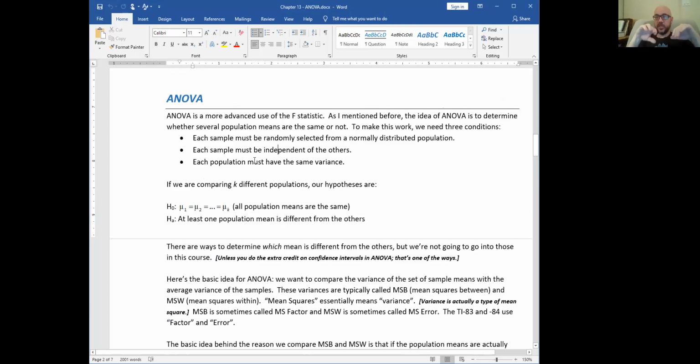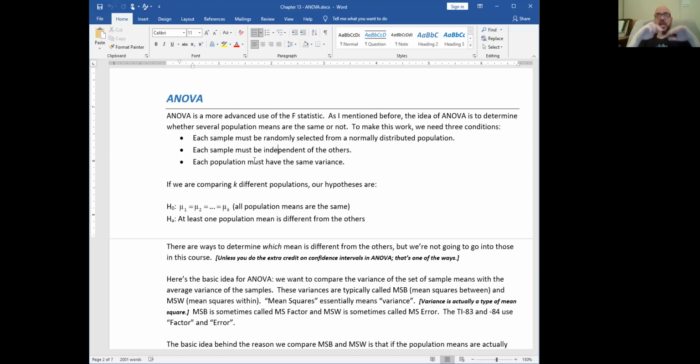ANOVA stands for Analysis of Variance, right? It's an acronym, kind of. And what you're doing is not comparing variances. Well, you are comparing variances. But the test that you're doing is testing to see whether several means are equal to each other or not.